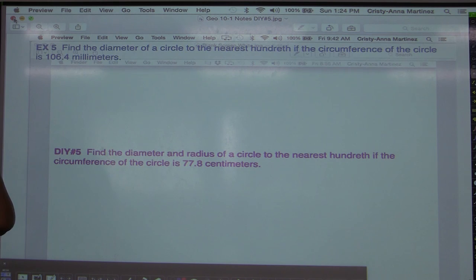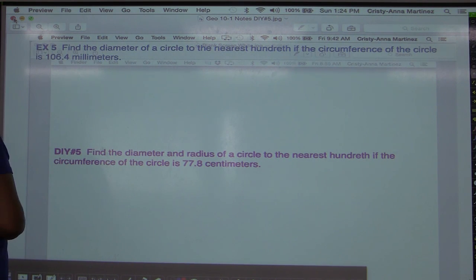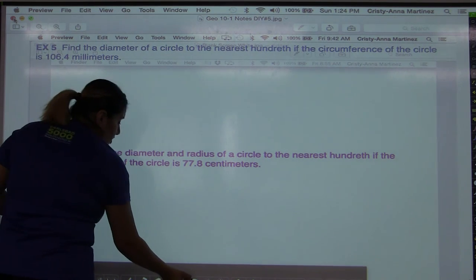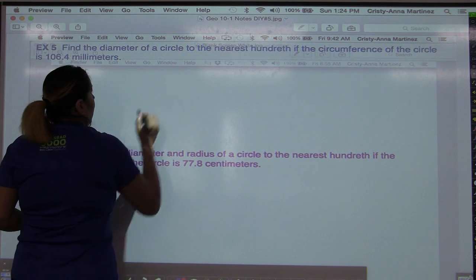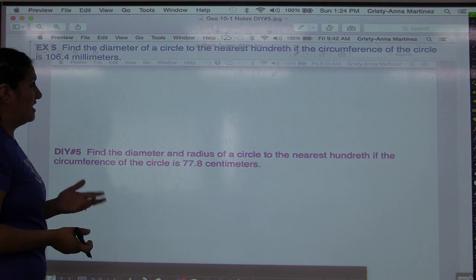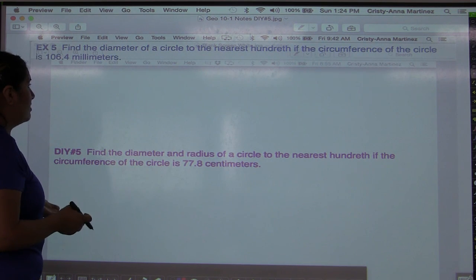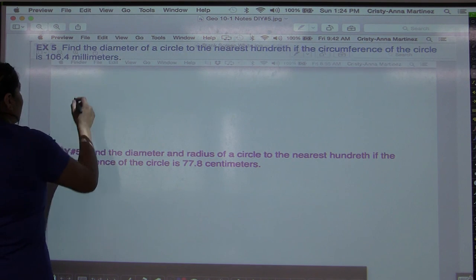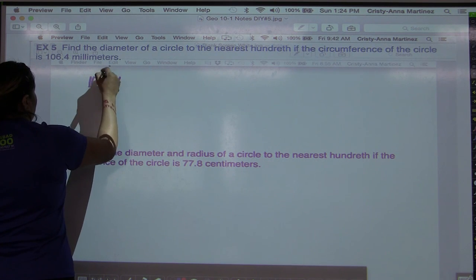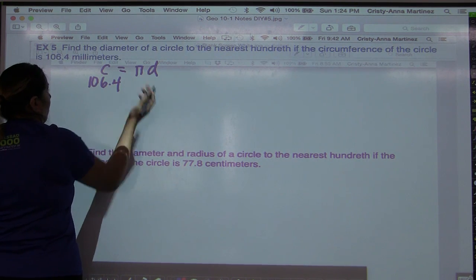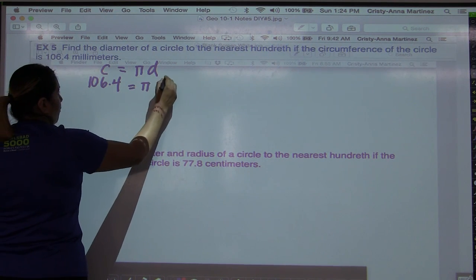In example 5 it says find the diameter of a circle to the nearest hundredth if the circumference of the circle is 106.4 millimeters. All they're really asking us to do in this case is go backwards. Normally we're trying to find the circumference given the diameter or the radius. This time they're giving me the circumference and they want me to find the diameter. Because I know the circumference is 106.4 and that circumference equals pi times diameter, all I'm going to do is replace the circumference with what they gave me and solve for the diameter.